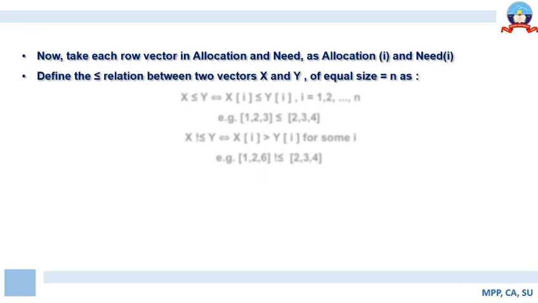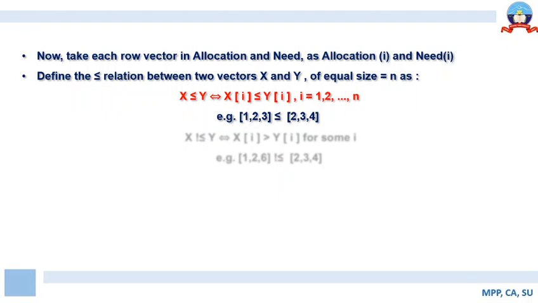Here I can define a relationship, less than or equal to, between two vectors x and y, where x and y individually are of size n. So I'm trying to establish a relationship between two vectors x and y. Let us explore the relationships. The first relation is x is less than or equal to y. This implies x[i] is less than or equal to y[i], where i is from 1 to n, where x and y are vectors that represent individual rows.